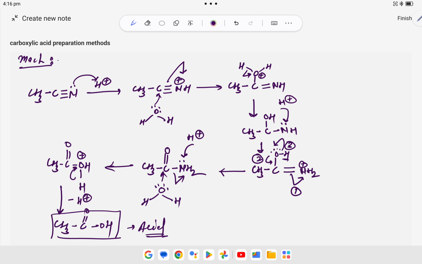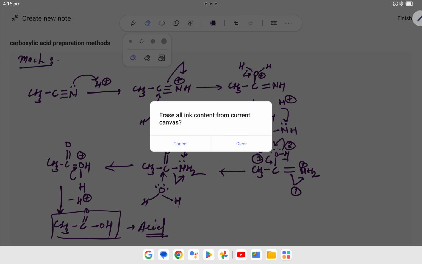Okay, children. So next preparation method is from Grignard reagent.